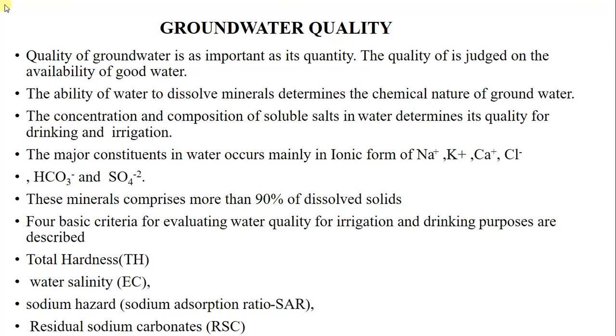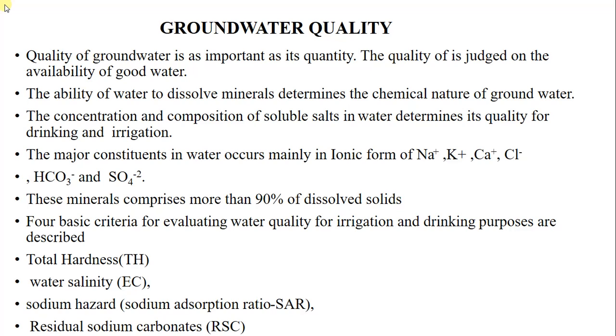The quality of water is judged on the availability of the good water. So the ability of the water to dissolve minerals determines the chemical nature of the groundwater. The concentration and composition of the soluble salts in water determines its quality for drinking and irrigation. The major constituents in the water occur mainly in ionic form, like Na+, K+, Ca2+, chloride, HCO3, and sulfate. These minerals comprise more than 90% of dissolved solids.